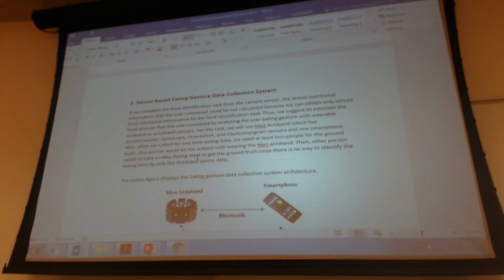So we have an armband which can be worn on the wrist as well as on the arm, which takes accelerometer, orientation, gyroscope, as well as electromyogram data. Electromyograms are muscle movement data. All this kind of data they take. Now the aim is to classify eating actions, but there is a huge catch. The problem is that you cannot use training data from the given user.